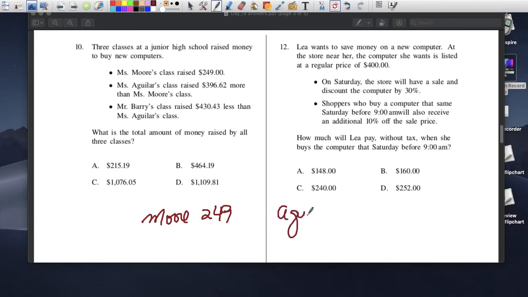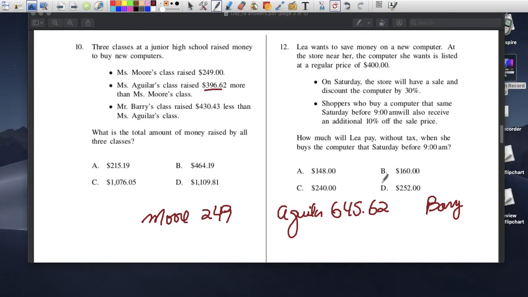Mr. Aguilar raised 396.62 more than Mr. Moore. So Mr. Moore raised 249, so let's add that to 396.62, which means Mr. Aguilar's class raised $645.62. So that's the total, right? Because it's whatever Mr. Moore earned plus 396.62. And then finally, Mr. Berry, his class earned quite substantially less than Mr. Aguilar's class. So how much less?